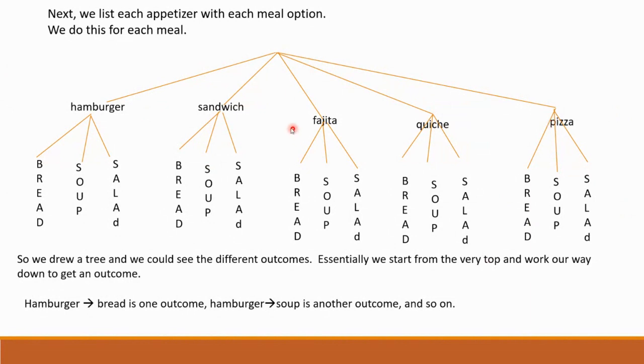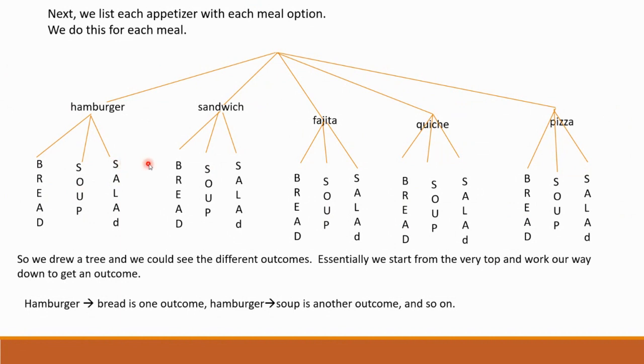Now, how do you get the outcomes from this? Well, essentially what you do is you start at the very top here, and you take a path all the way down. Each path you take gives you an outcome. For instance, if you went down to hamburger, you go down to bread. So that would give you hamburger, then breadsticks. That's one outcome. Another one would be hamburger, then salad. That's a second outcome. Or hamburger and soup, whatever. And you keep on going.